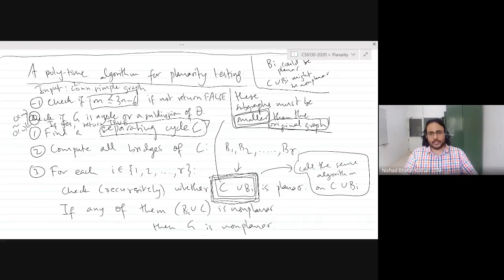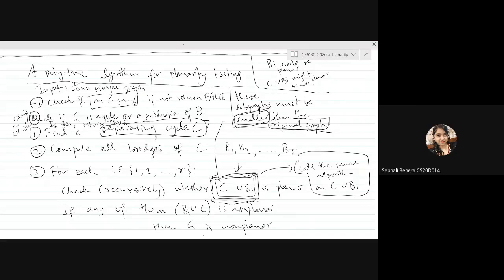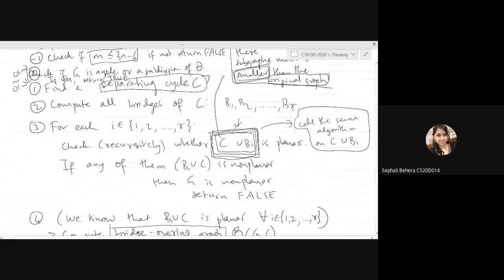Any other questions? Any clarifications required on this? Yeah, Shafali, go ahead. In this algorithm, the part where we are checking if it is bipartite or not, there also we are recursively checking, right?